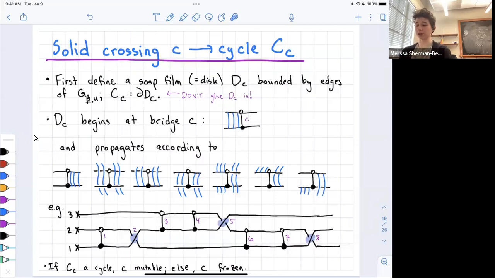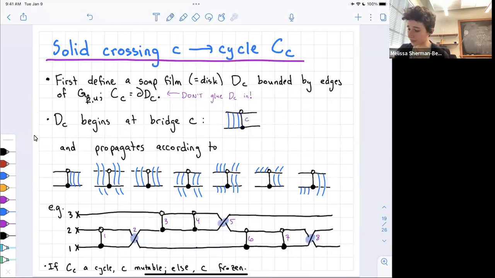Okay, so what disk is going to correspond to a cluster variable xc or a solid crossing C? Well, it's going to start at a little white-black bridge, and then it's going to cling to the edges that go left from that bridge. So my soap film looks like this. And then it's going to propagate according to these 7 rules. This is best done by example.